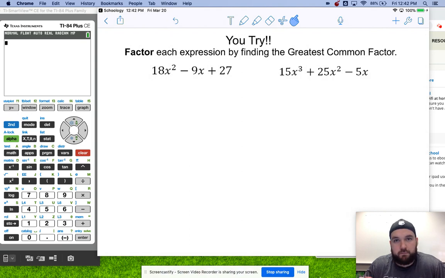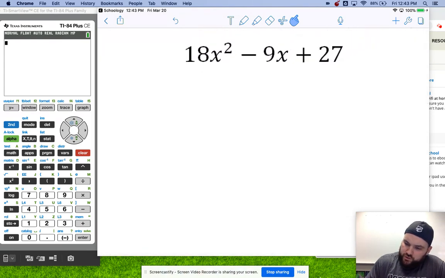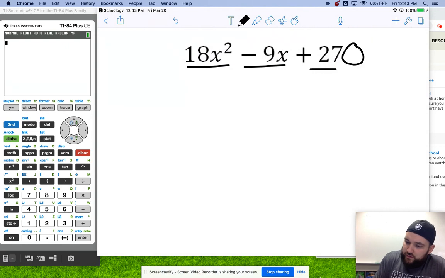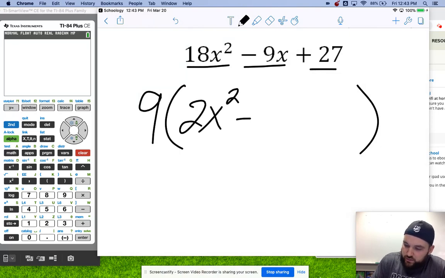If you want, go ahead and pause to give a try on these factoring problems. I'm going to just jump right in. I have 3 terms. The final term does not have x, so x is not going to be part of my GCF. So all I can take out here is 9. 9 goes into all 3: 18, 9, and 27. So 2x squared. The nice thing about only taking out a number is that I know that my variables are going to stay unchanged.